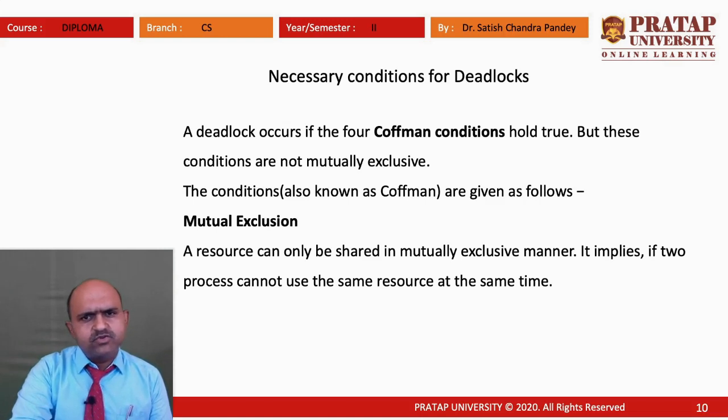First is mutual exclusion. In mutual exclusion, a resource can only be shared in a mutually exclusive manner. It implies that two processes cannot use the same resource at the same time. This is the mutual exclusion.